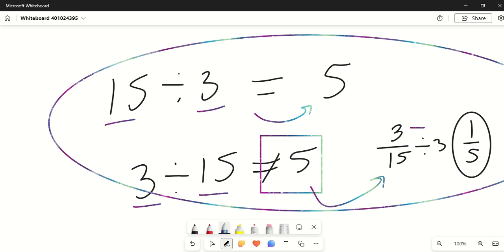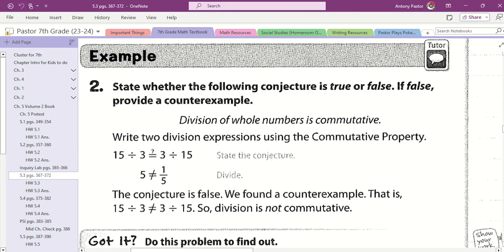We simplified it down by dividing both by 3, since that is a common factor, which gives us 1/5. Therefore 3 divided by 15 is 1/5, and 15 divided by 3 is 5. These are not equal. Therefore, that is not a true statement. The conjecture that division is commutative is false, and this right here is our counterexample. It's when we take their claim and prove it false using math to show our point.